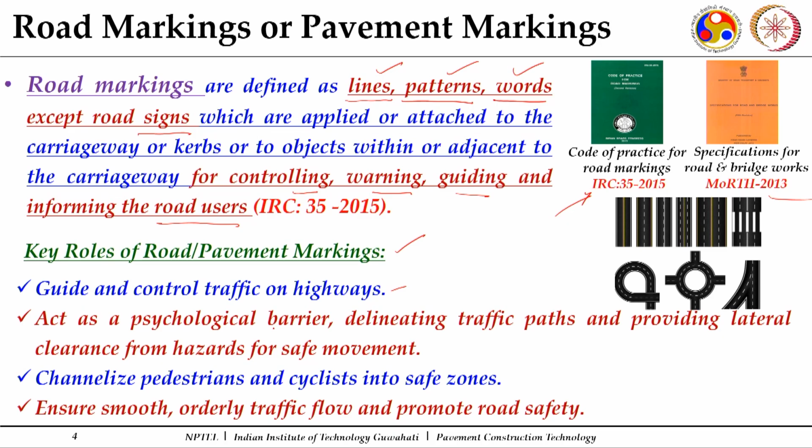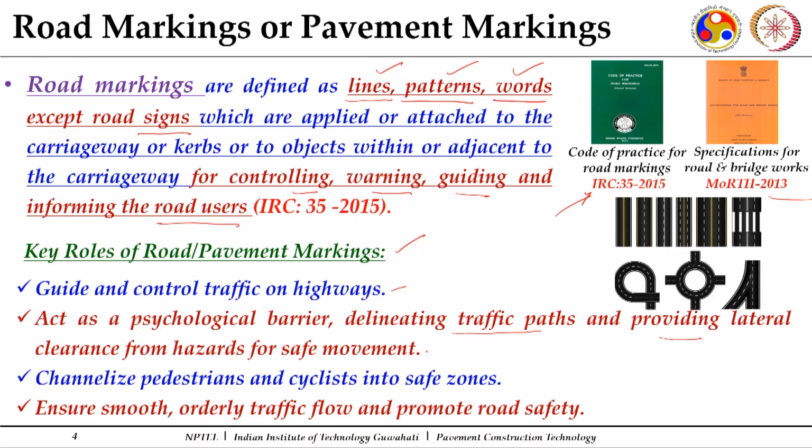The first key aspect can be put up as guide and control traffic on the highway. So, it should be able to guide the traffic moving on the roads, and act as a psychological barrier, because it should give a psychological impression whether you need to cross it or you cannot cross it. Then, delineating traffic paths. These are very useful specifically in night times when the visibility is less, and providing lateral clearance, and this helps us to keep ourselves clear from any hazards for a safe movement.